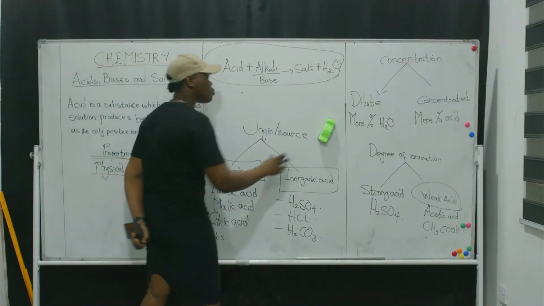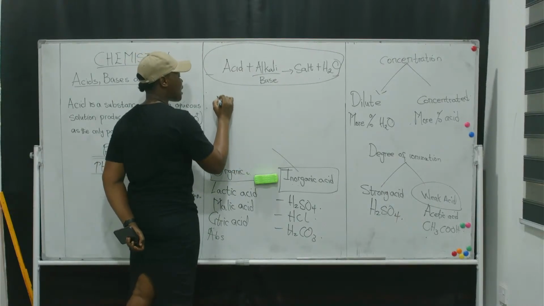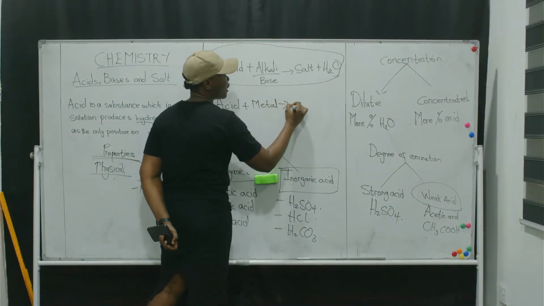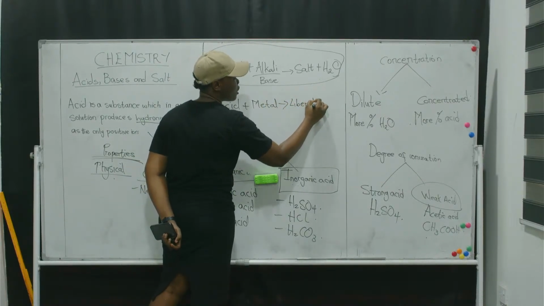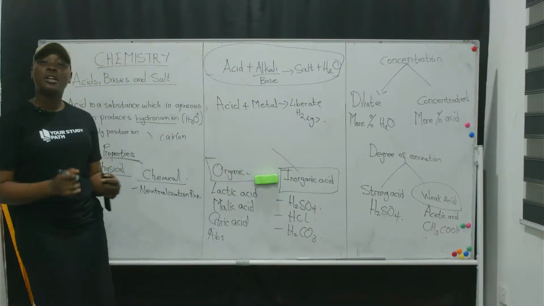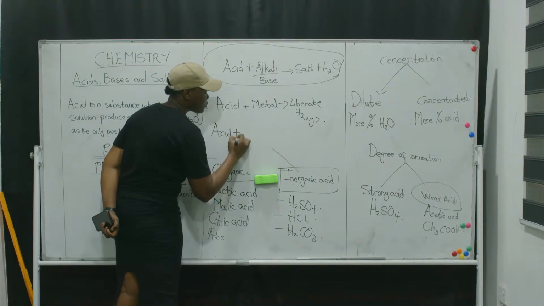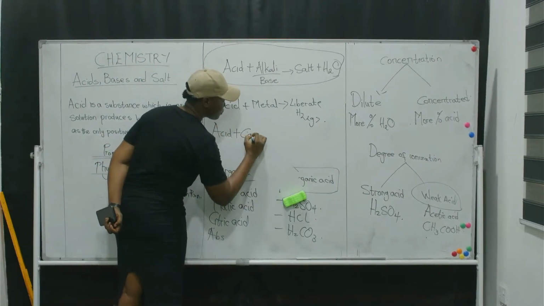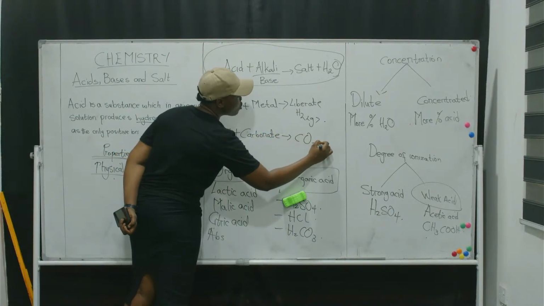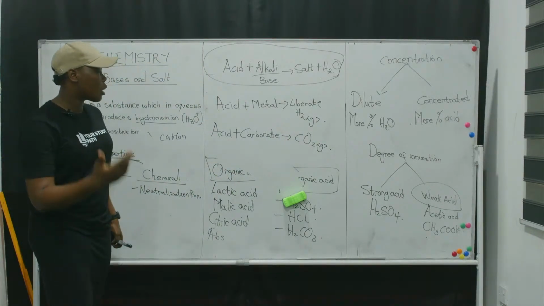Acid also reacts with metal to liberate hydrogen gas. Acid plus metal will liberate hydrogen gas. Acid also reacts with carbonates to liberate CO2 gas, right?